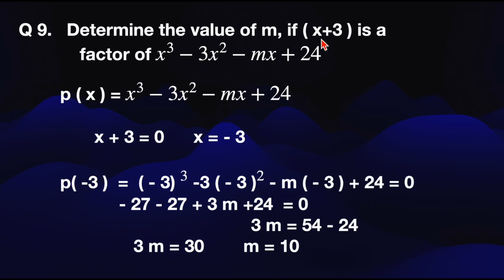Determine m if x plus 3 is a factor. So here it is a factor they are saying. So write down x plus 3 is equal to 0, x is equal to minus 3. Put the value in this polynomial. It is a factor, therefore it will be equal to 0. So here you get this minus 27 plus 3m plus 24 is equal to 0. So 3m is equal to 54 minus 24. 3m is equal to 30, m is equal to 10.